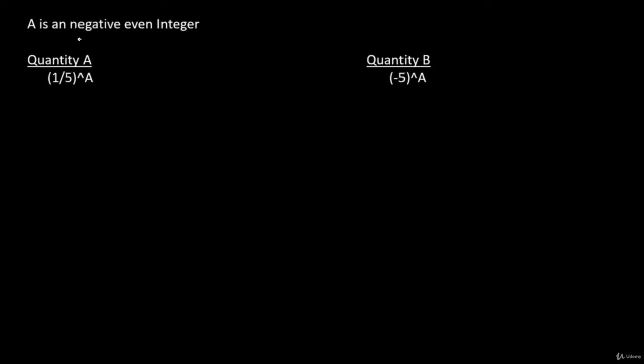Let's do this question. A is a negative even integer. Quantity A is 1 by 5 to the power A, and quantity B is minus 5 to the power A. Pause the video, give it a try, and then let's do it together.